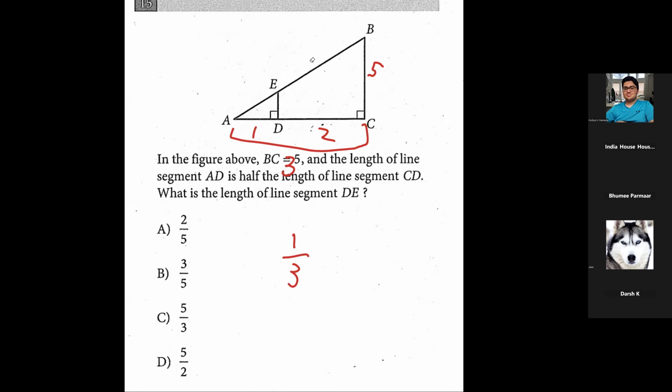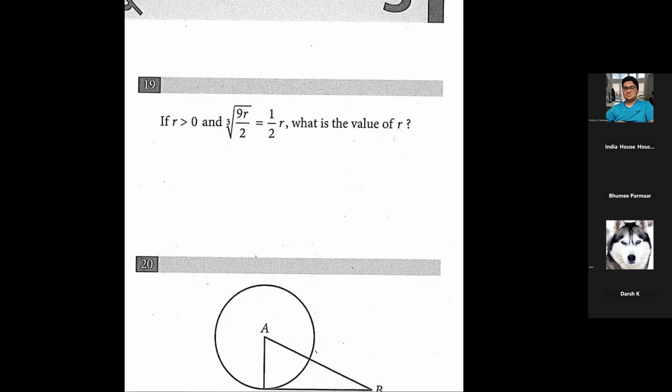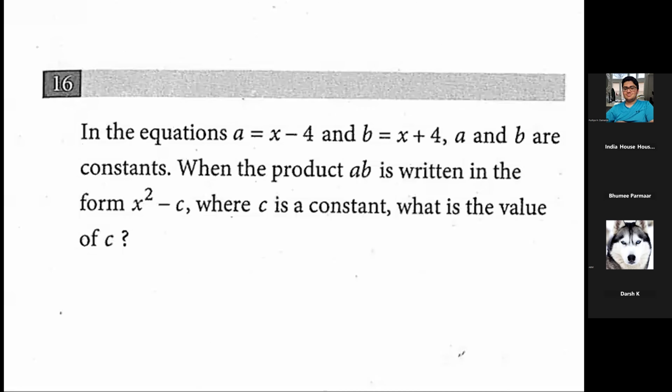So if you want to convert from ABC to AED, you just take 1/3 of all the side lengths. So 1/3 times the side length of 5 is just 5/3. So the correct answer is in choice C. And question 16.